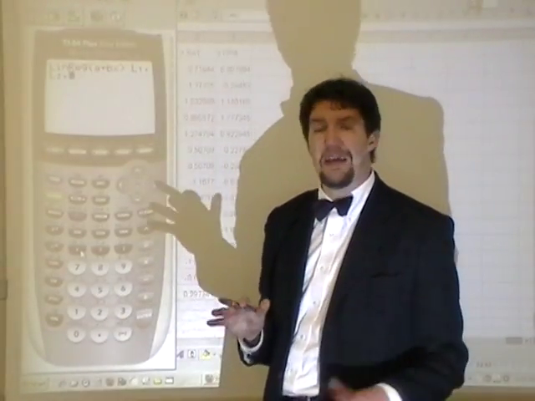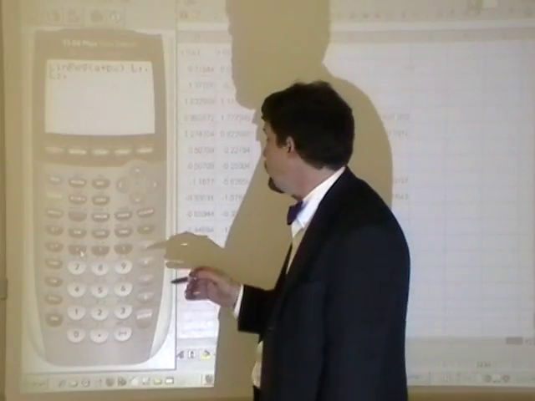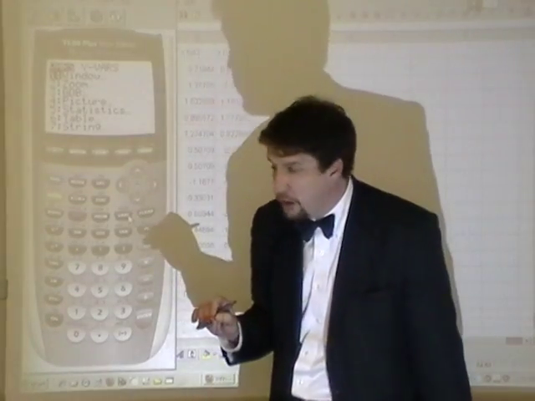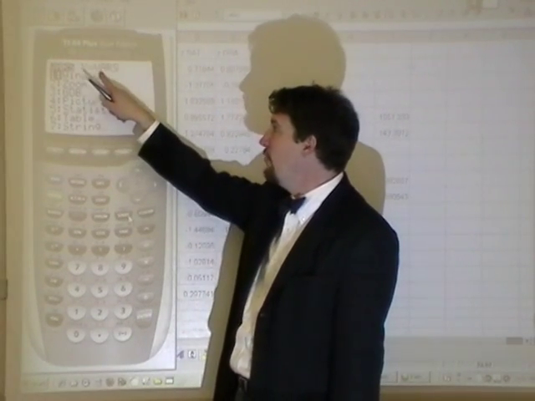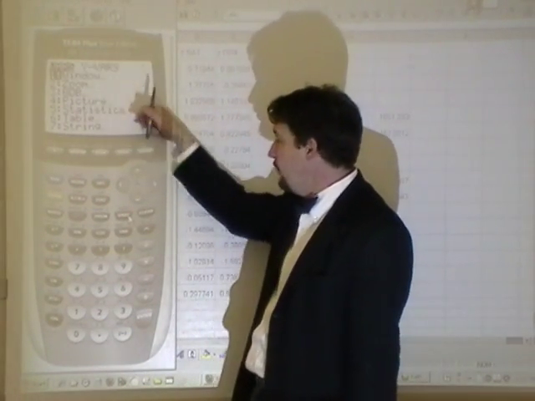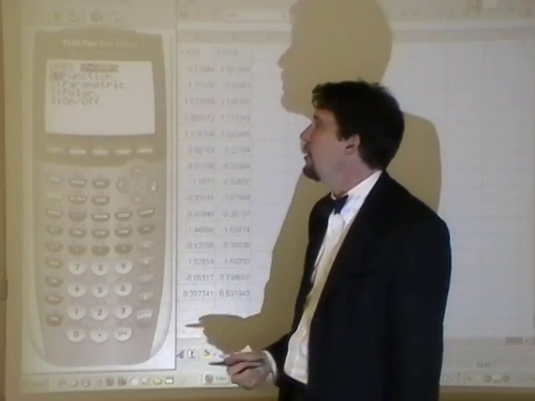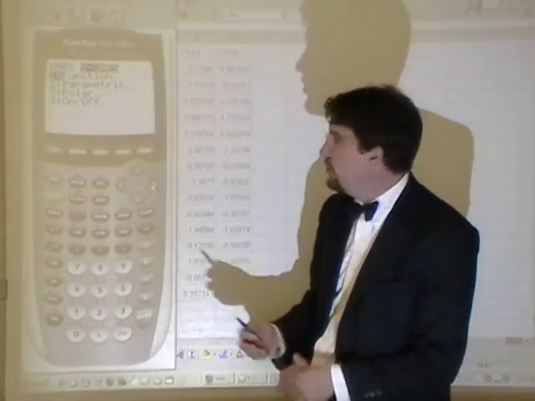Y1 is, again, a variable in the calculator. So where am I going to find it? I'm going to find it under variables. Where in the variables? Well, it's a Y variable. What a surprise. There's variables, there's Y variables. I'm going to go to Y variables. What type of Y variable is it? Well, there are three choices here.